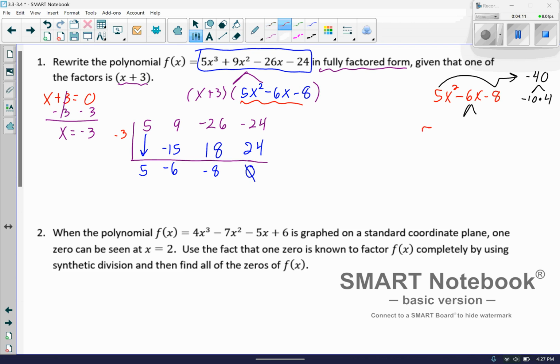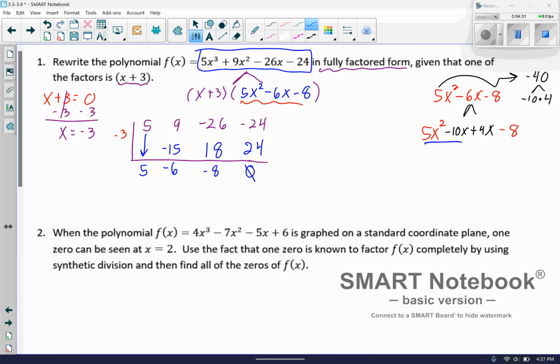So we keep the 5x squared. That stays the same. We're replacing the minus 6x with a minus 10x and a plus 4x. That's the same thing as a minus 6x. And then we still have the minus 8 right there. What that does for me is it allows me to do the factor by grouping process.